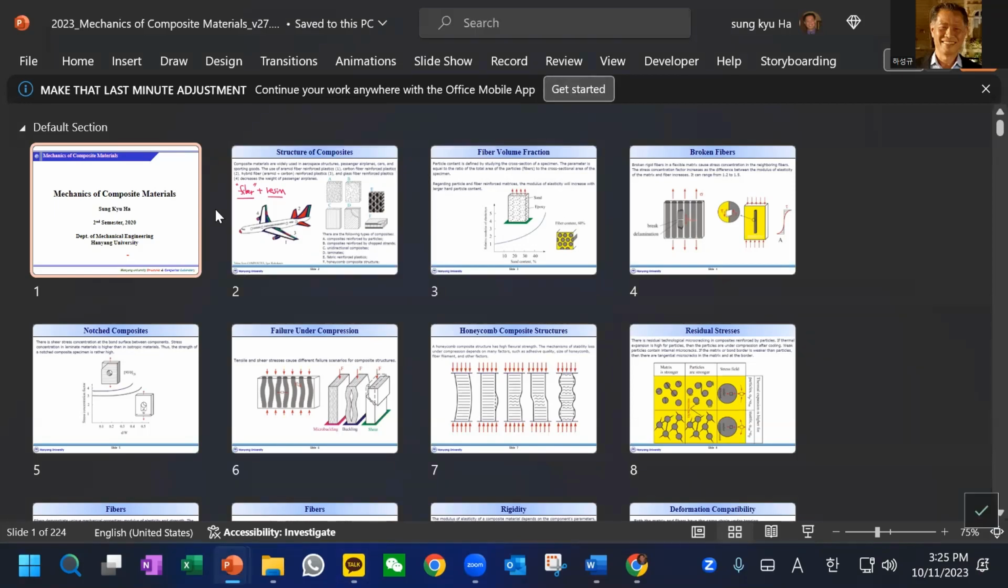Today, we will start to cover some basic mechanics of the composite. This is generally called the classical laminate theory. We will briefly go through that.